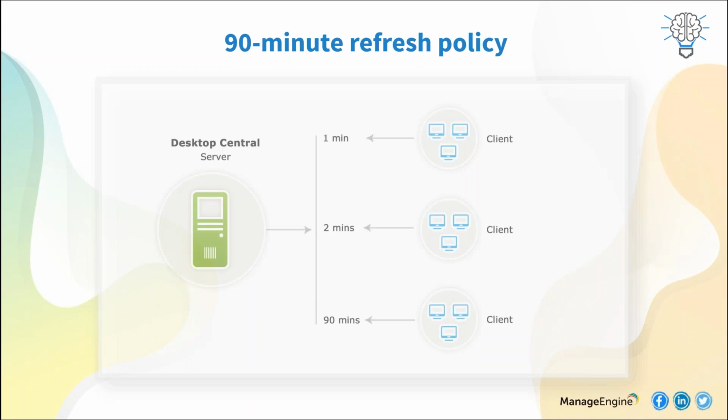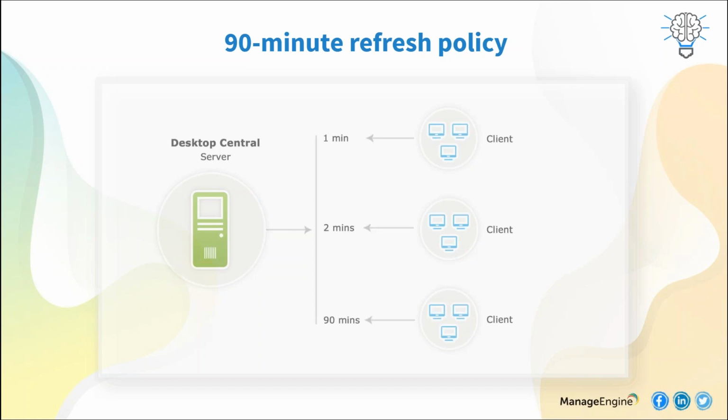Desktop Central can scale from small as well as large networks, and that is why we have the 90 minutes refresh policy. Every agent communicates with Desktop Central once in 90 minutes. Even if you have 90 machines, 900, or even 9,000 for that matter, this 90 minutes will be equally divided among them, and each machine will be given a specific time to talk to the server.